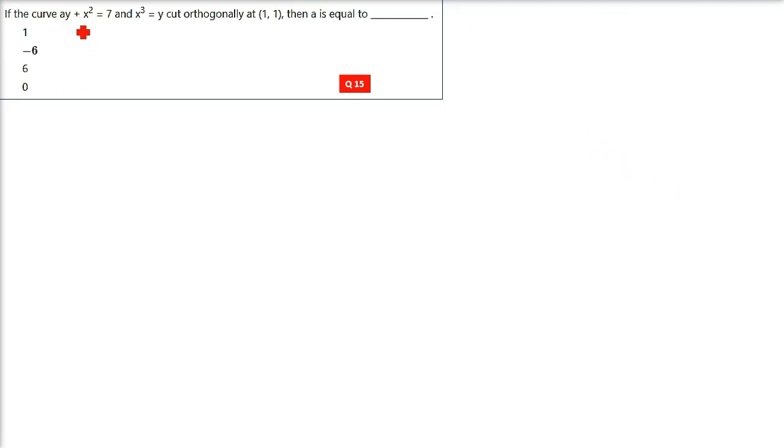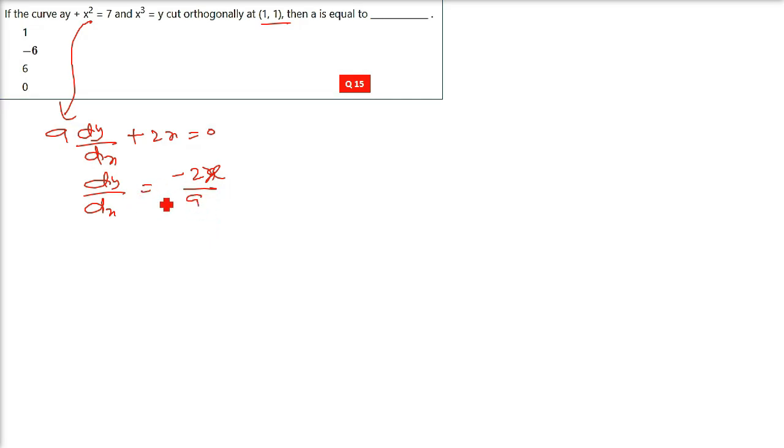If the curve ay plus x square equals 7 and x cube equals y cut orthogonally at (1, 1), then a is equal to. So it's quite clear now. Just m1, m2 you find out. And if it is equal to negative 1, then the condition whichever comes is your condition. So we have a dy by dx plus 2x is equal to 0. So dy by dx is equal to negative 2x divided by a. This is dy by dx.